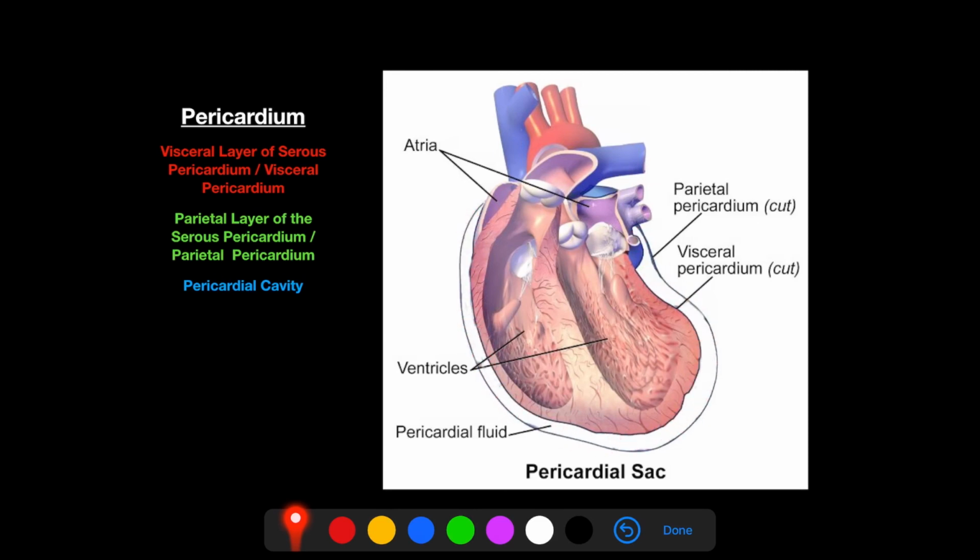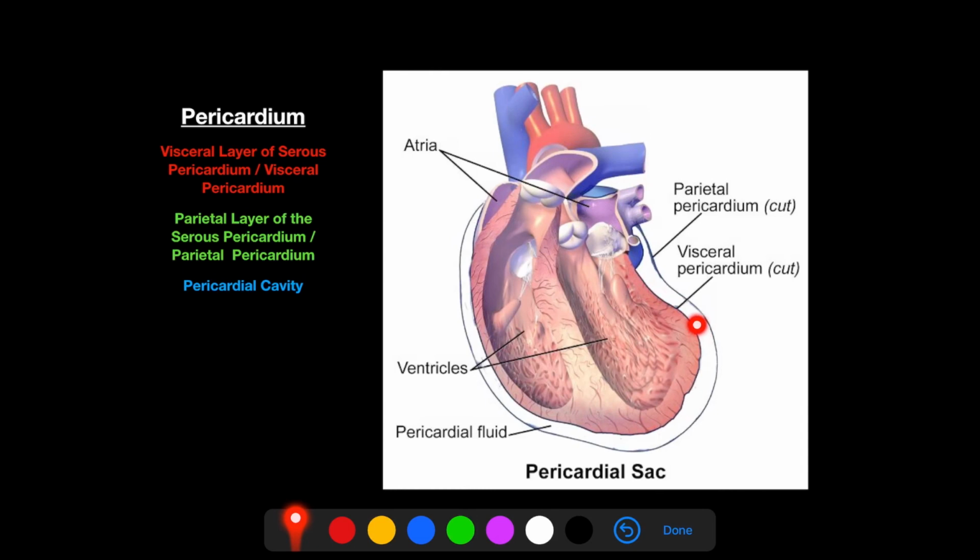Now this sac has different layers to it, and it has different names. The layer that's just right up against the heart, it actually adheres to the heart, and it's actually part of the epicardium. So this layer is called the visceral layer of the serous pericardium, or you can call it visceral pericardium. And this is the exact same thing as epicardium. So we now know the layer that adheres right up against the heart is called the visceral layer of the serous pericardium, or visceral pericardium. And that is the exact same thing as epicardium.